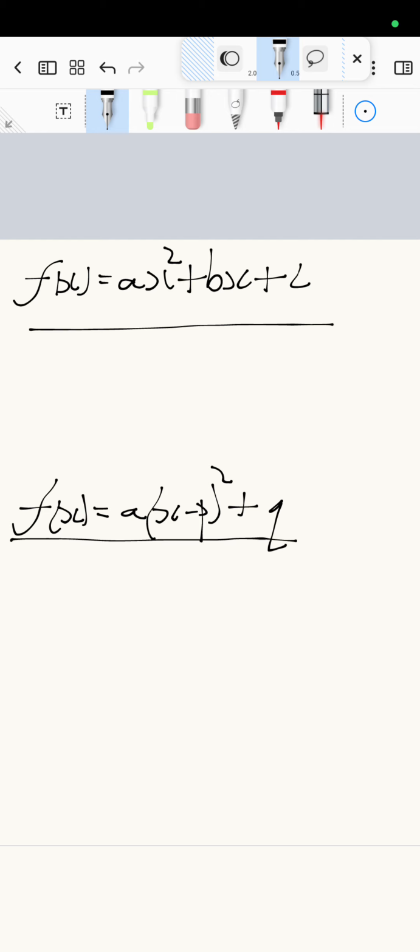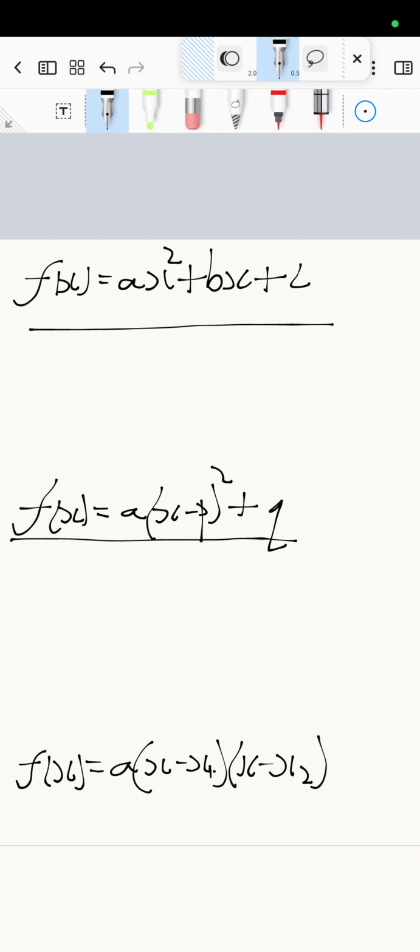There is another form which you will need to know. It is the intercept form. So that one looks like this: a times x minus x1 and x minus x2. And that's what you would use if you have your two x-intercepts and you want to find the equation of your function. So all three of these are parabolas. All three of these you will use.